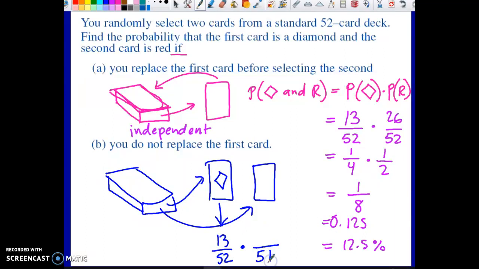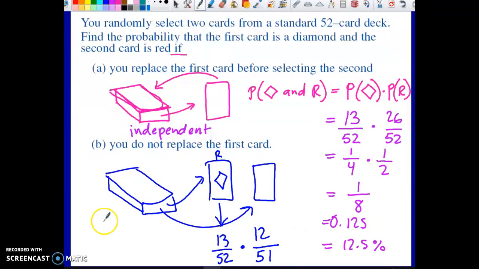Well, 1 less, 51. Now, how many red cards are left in the deck? Was this a red or a black card? This is red, so now there are only 12 red cards left. So 13 times 12, that's going to be a different number. 13 times 12, let me see, that would be 156.